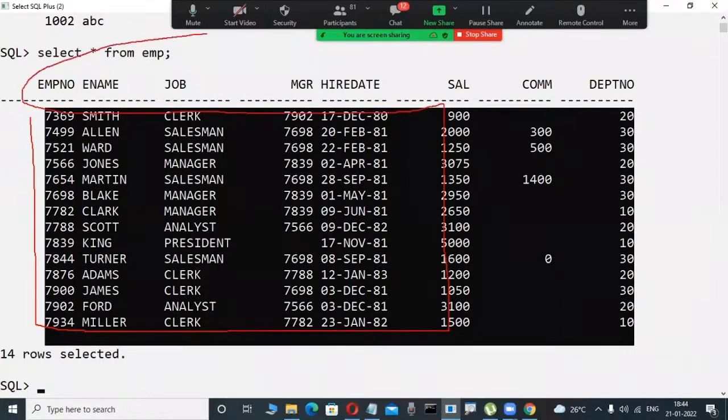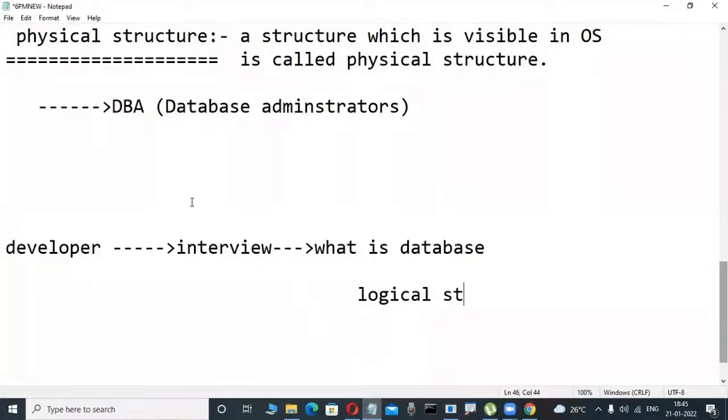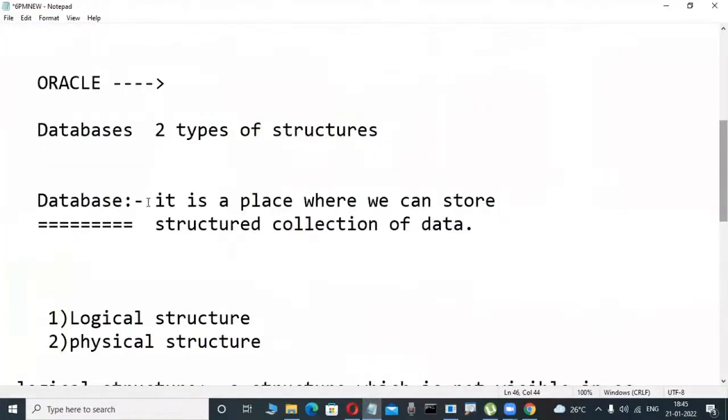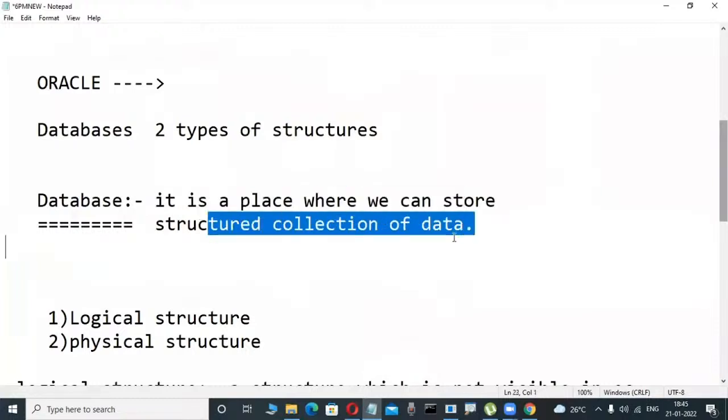Tables, views, procedures, functions, triggers: developers are well-known with these. A database is a place that stores a structured collection of data, because we are learning the relational database, the logical side. That's why, in books, or when we type in Google what is a database, two definitions are there, but most developers write that it is a place where we can store a structured collection of data.